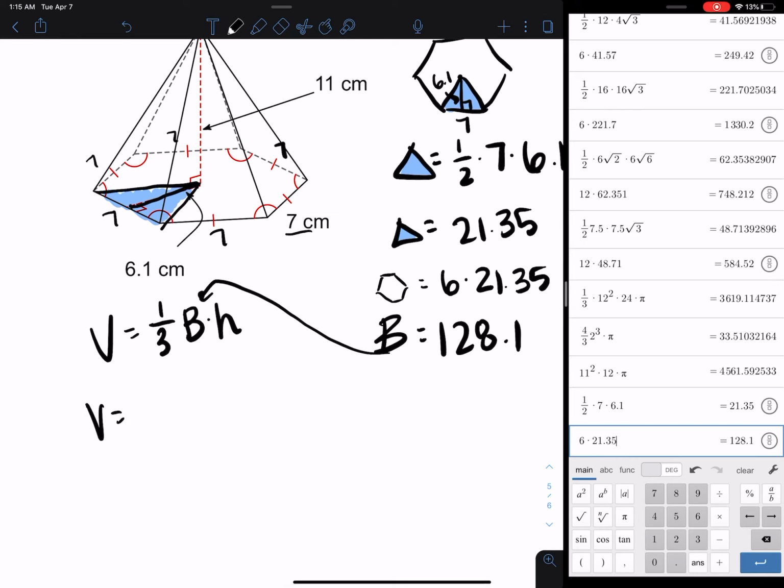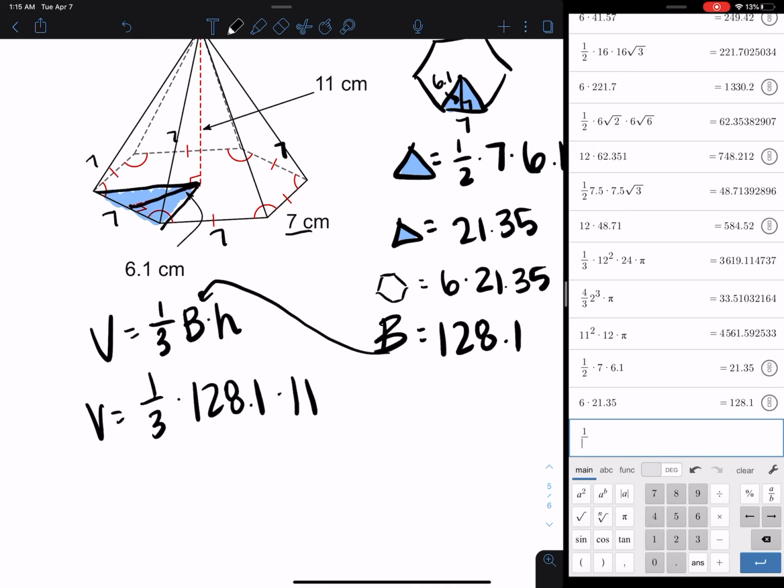So we have the volume is 1/3 of the base times the height. So let's do that. 1/3, not 1/2. 1/3 times the area of the base times the height. So our volume here is 469.7 centimeters cubed.